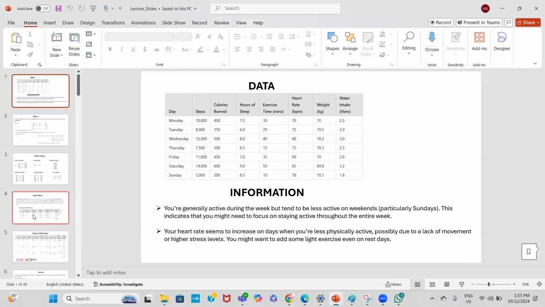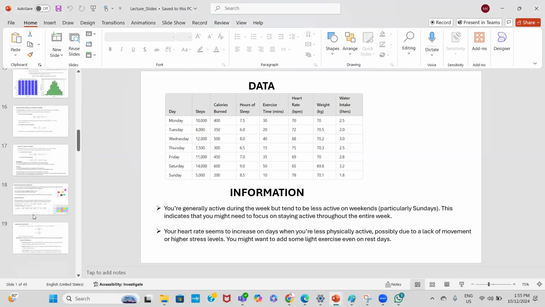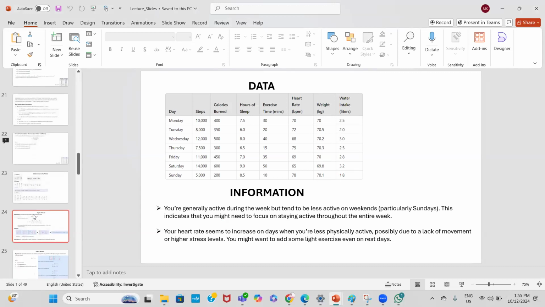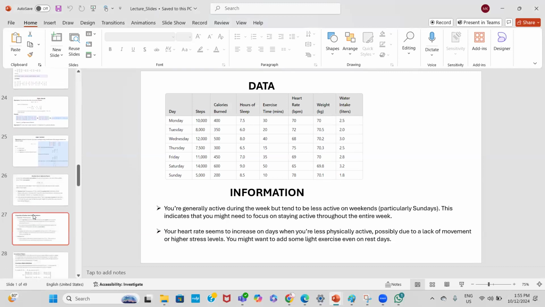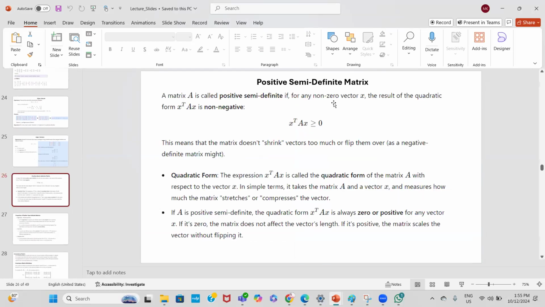Greater than or equal to 0, right? So we studied that. For any non-zero vector, the resultant of the quadratic form X transpose A into X is non-negative, right? Does this look similar to this?